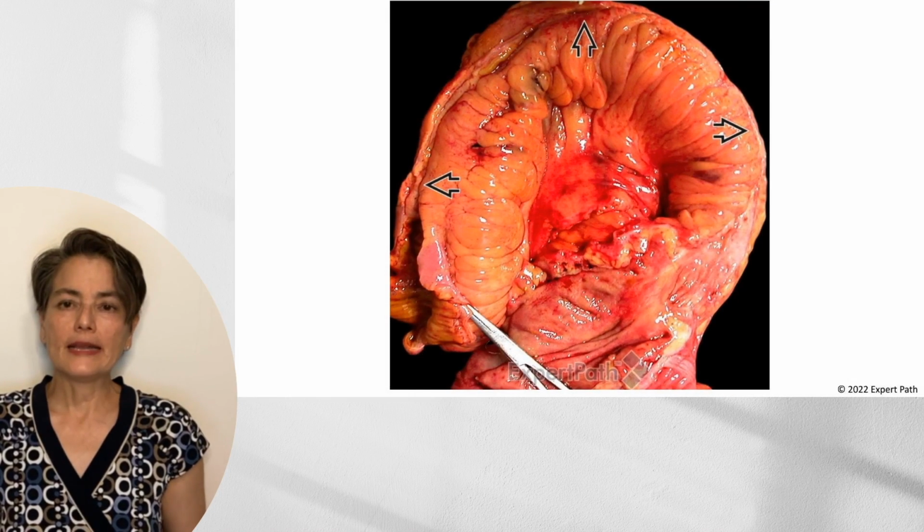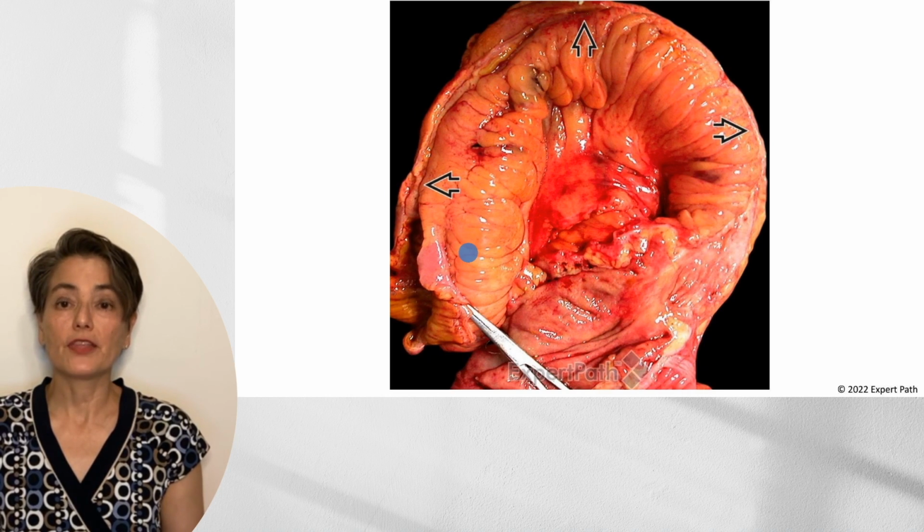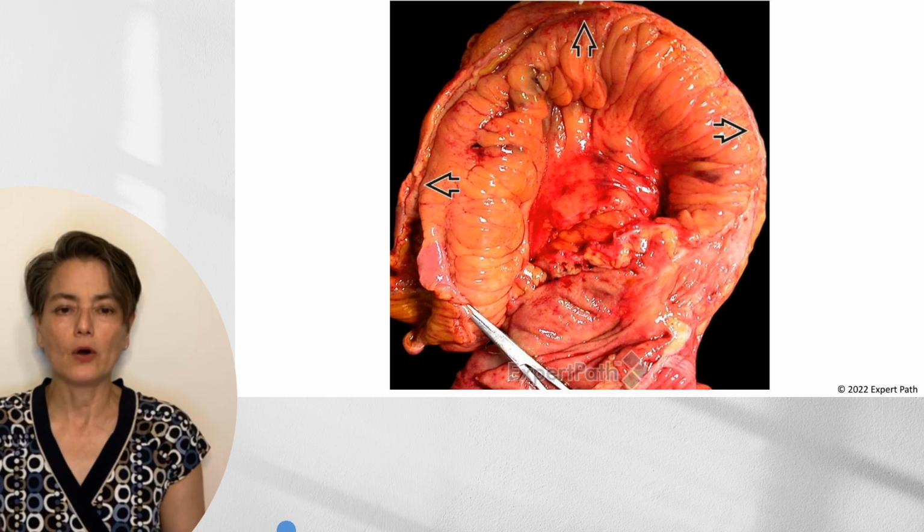Now, this is an image of creeping fat. So here we have a section of bowel. This is the attached mesentery, and the fat is wrapping around, creeping along to the anti-mesenteric side. This is going to substantially thicken this section of bowel.